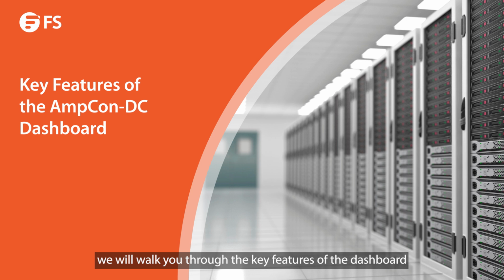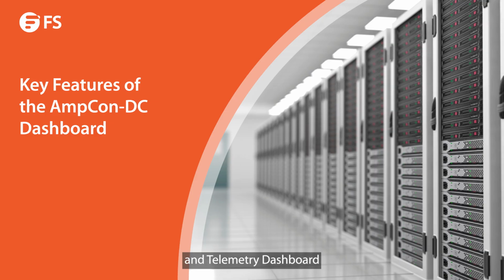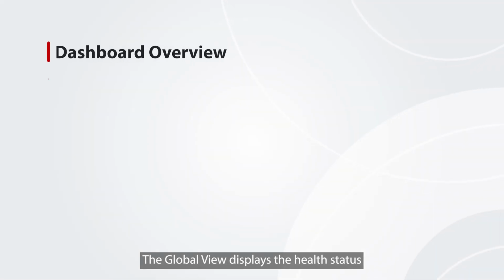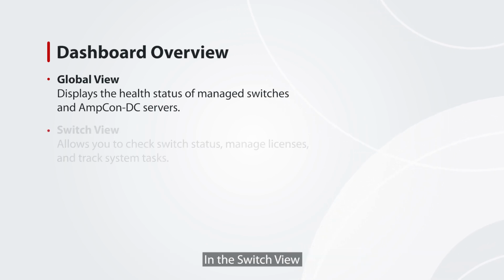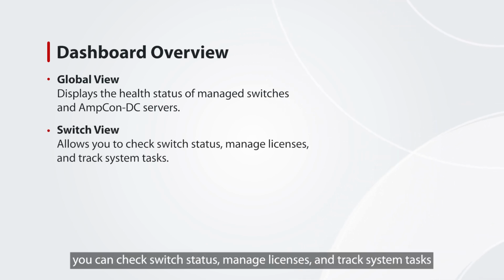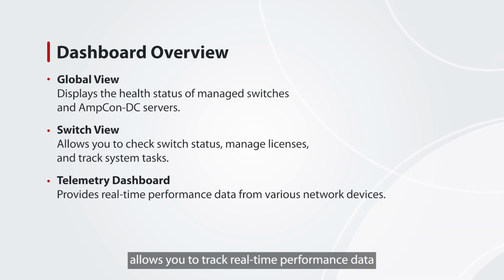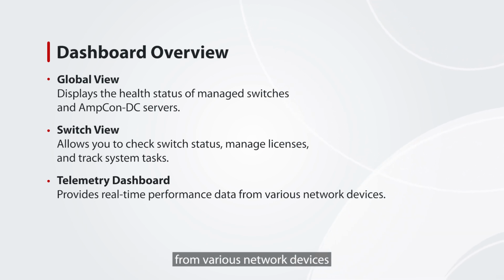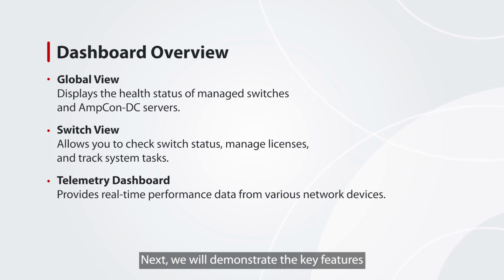In this video, we will walk you through the key features of the dashboard, including the Global View, Switch View, and Telemetry Dashboard. The Global View displays the health status of managed switches and AmpCon-DC servers. In the Switch View, you can check switch status, manage licenses, and track system tasks. The Telemetry Dashboard allows you to track real-time performance data from various network devices, such as port traffic, bandwidth utilization, and packet loss rate. Next, we will demonstrate the key features and data views in AmpCon-DC Dashboard.